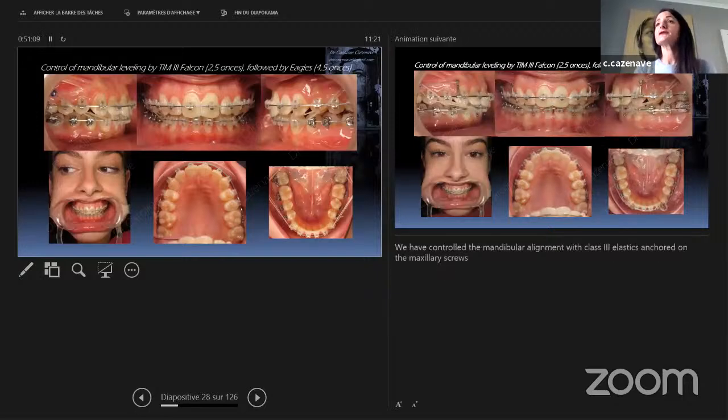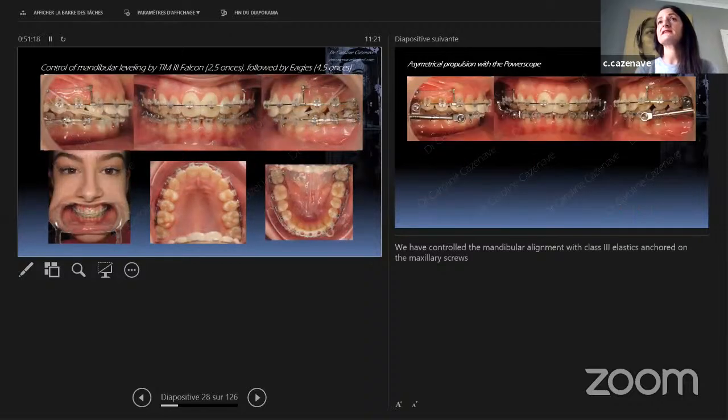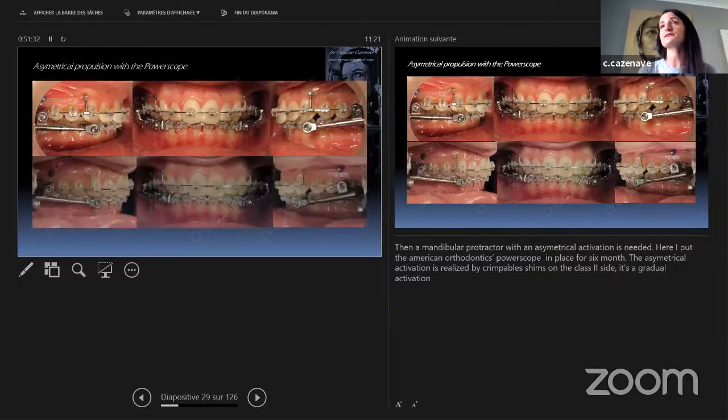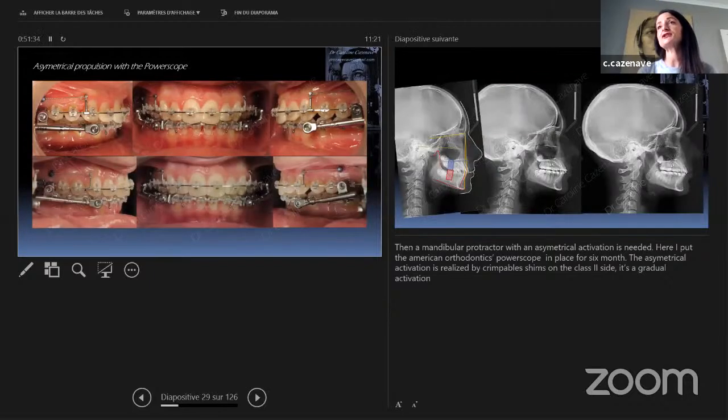So we have to control the mandibular alignment with class 3 elastics and cordon the maxillary screws. Here the advancement of the treatment. Then a mandibular protector with an asymmetrical activation is needed. Here I put the American Orthodontics Broadbent appliance in place for 6 months. The asymmetrical reactivation is realized by crimpable shims on the class 2 side, so it's a gradual activation.